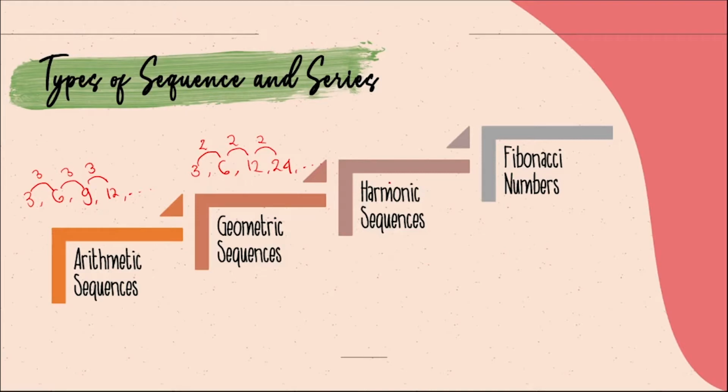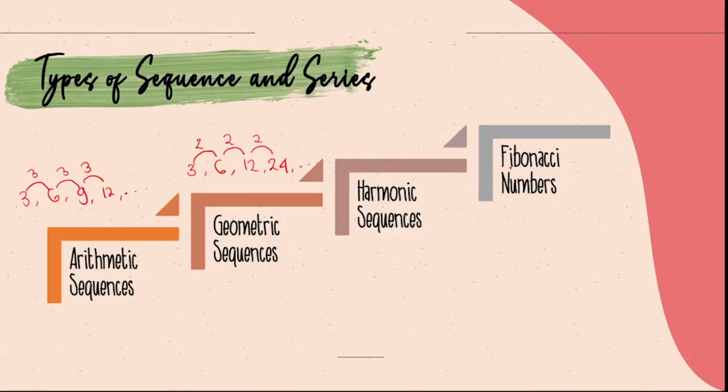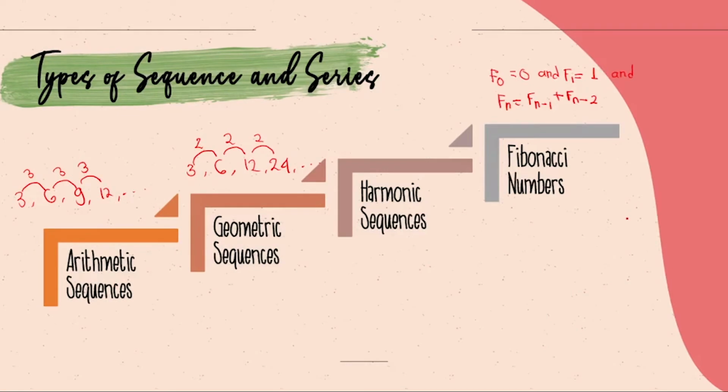And then harmonic sequences. A series of numbers is said to be in harmonic sequence if the reciprocals of all the elements of the sequence form an arithmetic sequence. And the last one is Fibonacci numbers. Fibonacci numbers form an interesting sequence of numbers in which each element is obtained by adding two preceding elements, and the sequence starts with 0 and 1.